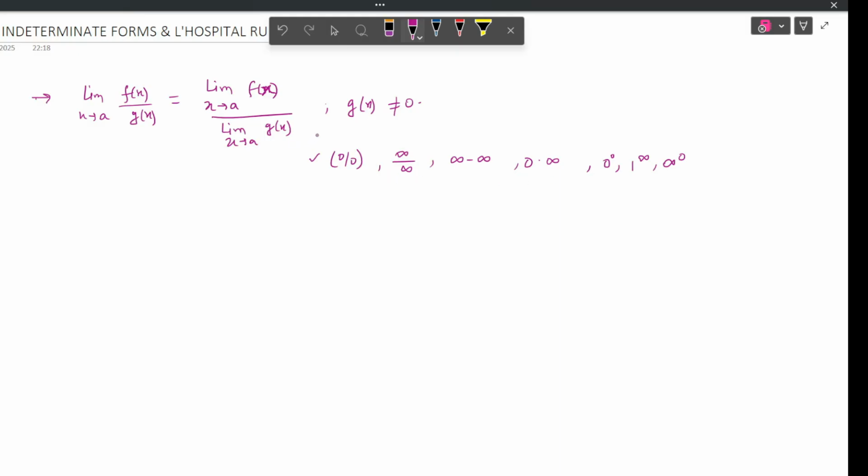So how do we evaluate these types of indeterminate forms when we encounter them? Here comes the L'Hospital rule, or we can say the L'Hospital theorem also.